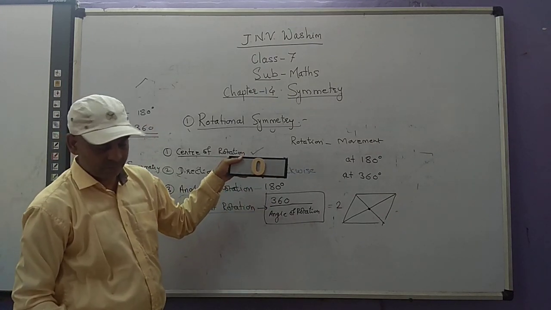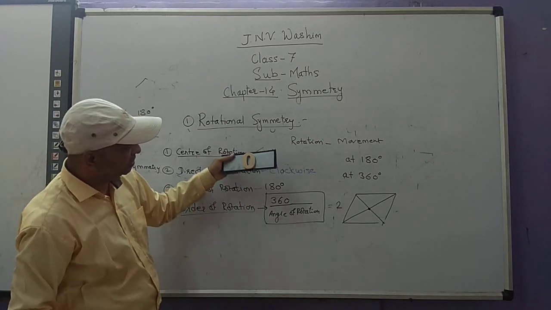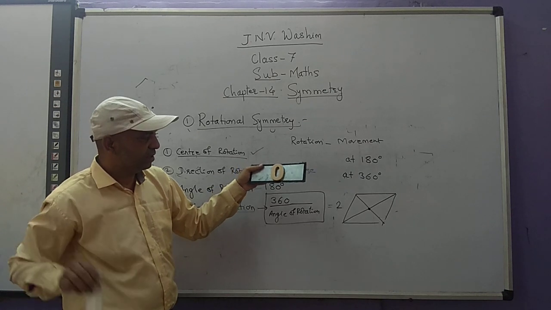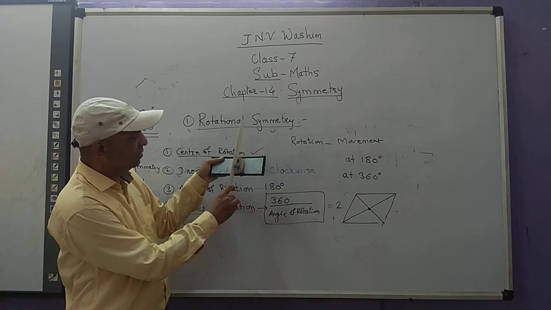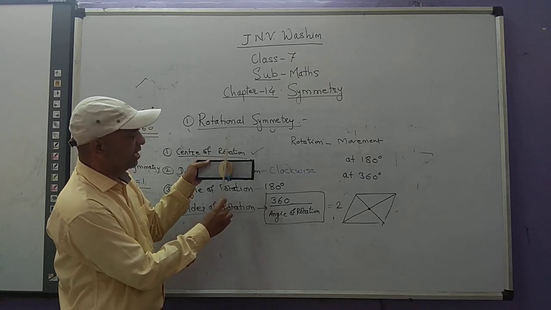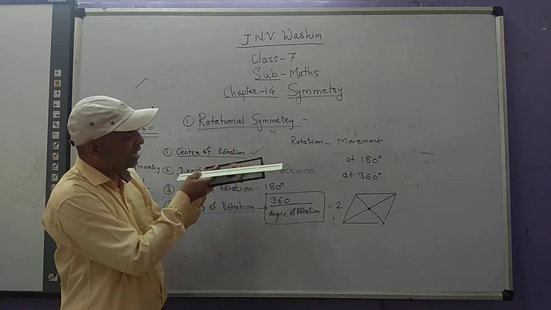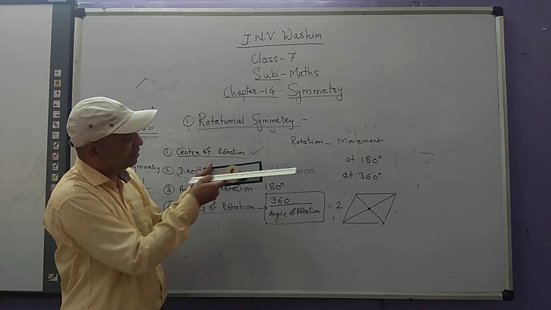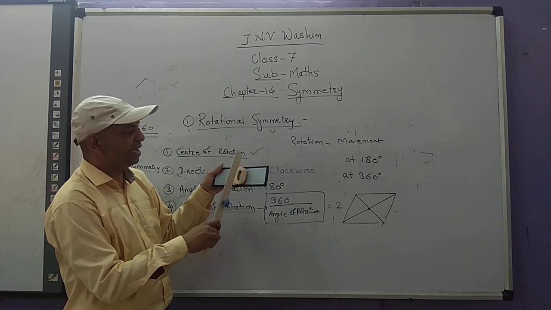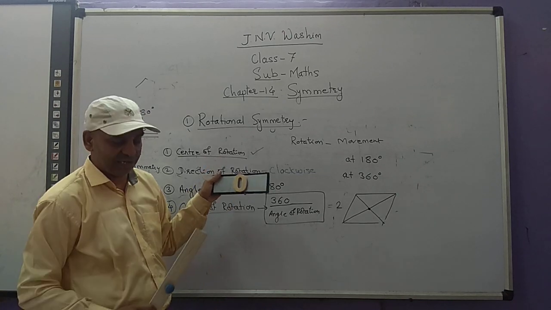This is O. Have you seen any line of symmetry here? Yes, because when I draw a vertical line, these two parts coincide with each other. So there is one line of symmetry. When I draw a horizontal line, the two parts also coincide with each other. This means this shape has two lines of symmetry.